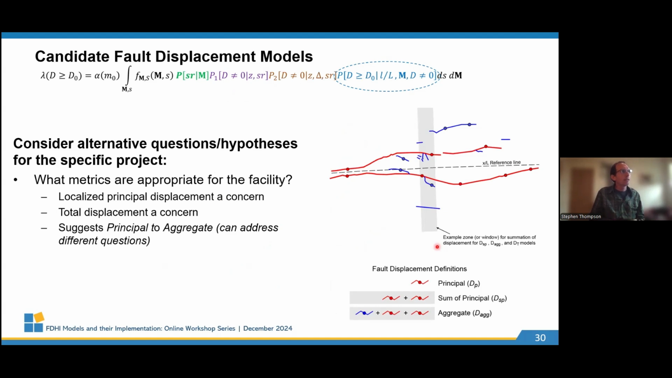And now here we go back to these candidate fault displacement models. And again, we want to ask the questions for this particular project, which of these displacement metrics will be useful? Which types of questions will they answer? For this particular project, which involves a lifeline right along the surface of the facility, we are very concerned about localized principal displacement. But there are other questions related to the facility where the total displacement and the width of displacement is a concern. And so that suggests that both the principal and the aggregate displacement analyses can address different questions and give us useful information.